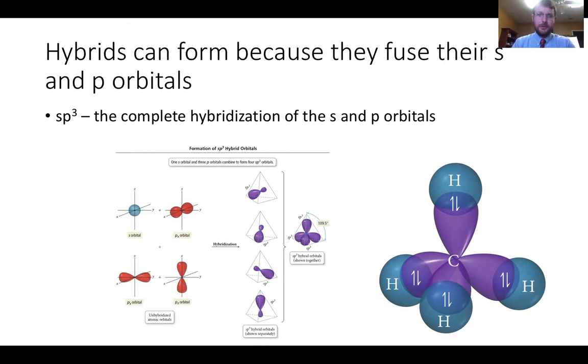It lends to the angles that we see with the tetrahedral arrangement. And here you can see there's 4 electrons that will pair with the electrons from hydrogen. So this is sp3. There are 4 total orbitals in an sp3 hybridized thing. So if you see 4 things around a central atom, you know that it is sp3 hybridized.